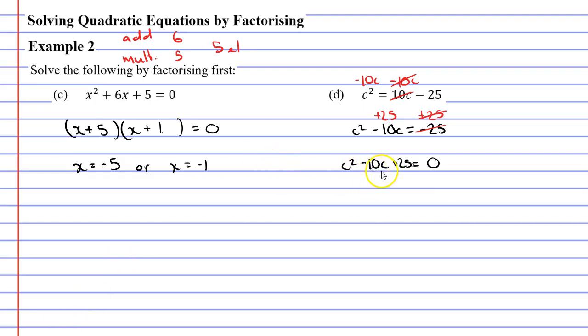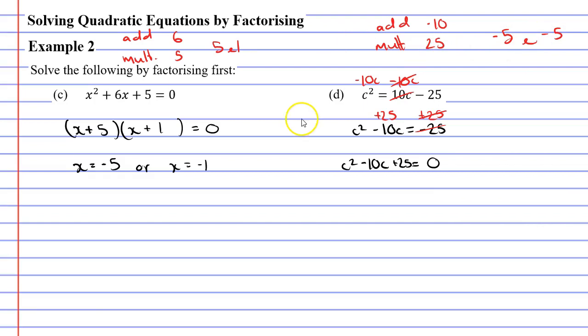I now have a monic quadratic, which means I need two numbers that add to make negative 10, and I'll write that down up here. They've got to add to make negative 10, and they need to multiply to make positive 25, or just 25. So what are the two numbers? Well, they're going to be negative 5 and negative 5, because negative 5 added to negative 5 makes negative 10, and negative 5 times negative 5 makes positive 25 because of the double negative.